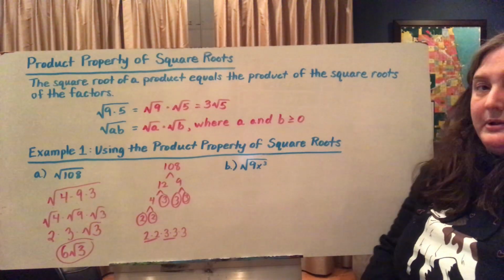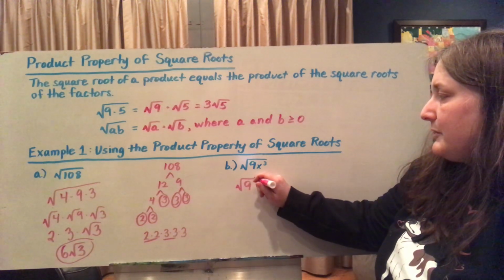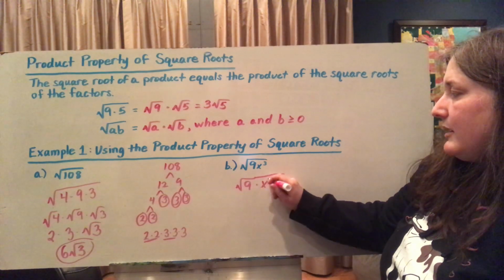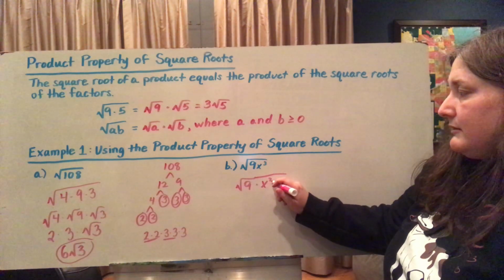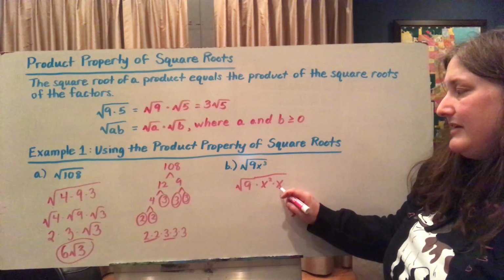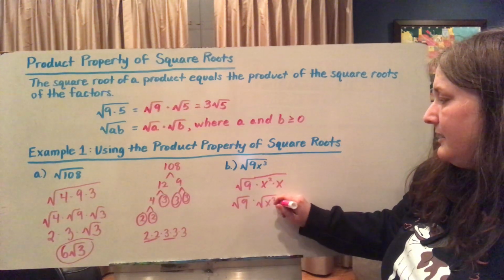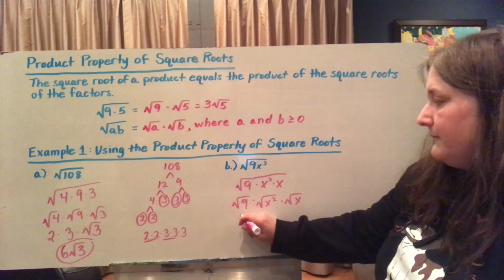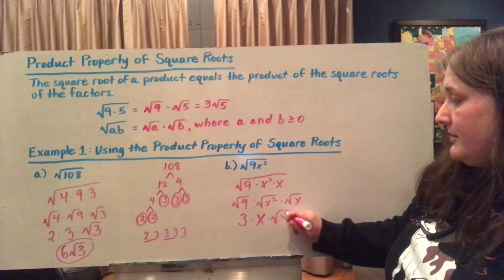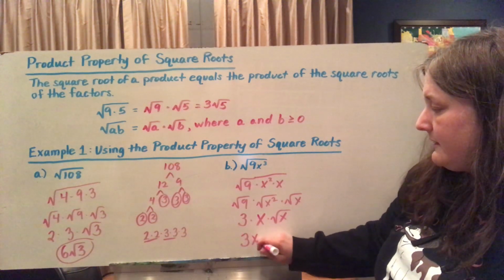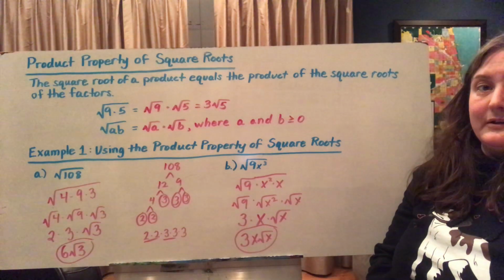Let's try one here with a variable in it. So I can break this guy up into the square root of 9, which I know is a perfect square, and I can do x squared times x. So I had x cubed, so I wanted x squared, because that'll be a perfect square, and then I have an x left over. So this becomes square root of 9 times square root of x squared times square root of x. So this is 3. The square root of x squared is just x times the square root of x. So 3x times square root x is my simplified version of the square root of 9x cubed.